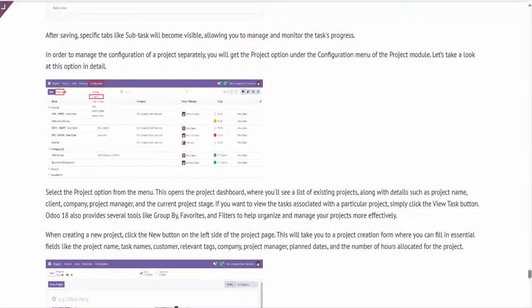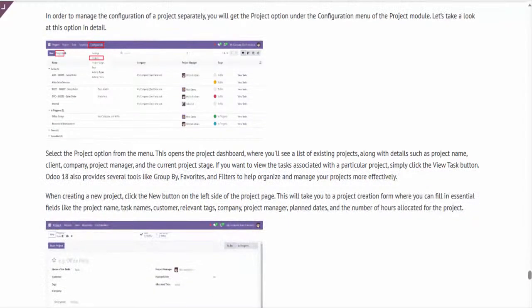In order to manage the configuration of a project separately, you will get the Project option under the Configuration menu of the Project module. Let's take a look at this option in detail. Select the project option from the menu.